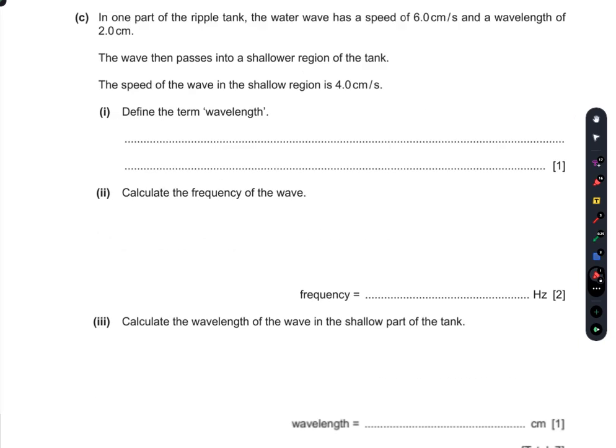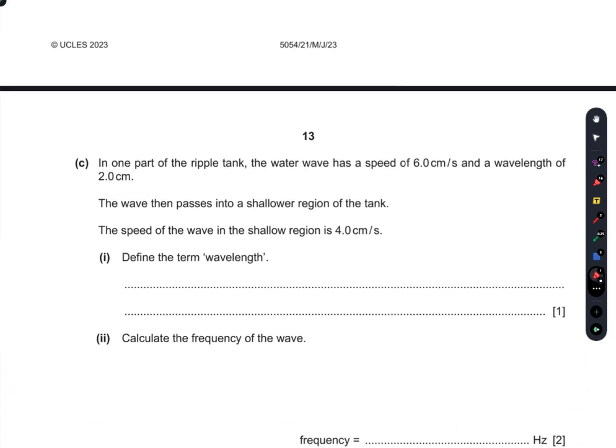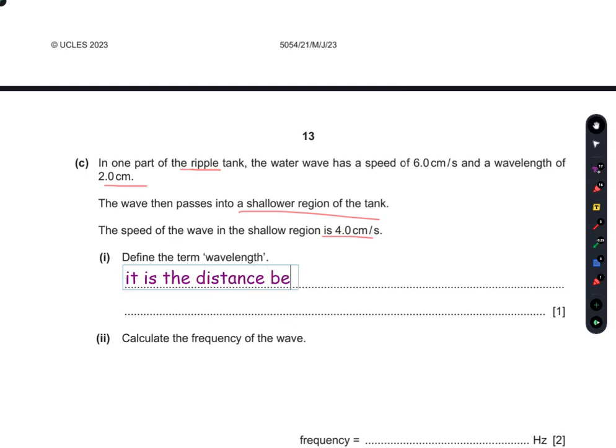Part C. In one part of the ripple tank, the water wave has a speed of 6 centimeters per second and a wavelength of 2 centimeters. The wave then passes into the shallow region of the tank. The speed of the wave in the shallow region is 4 centimeters per second. Define the term wavelength. What is wavelength? It is the distance.